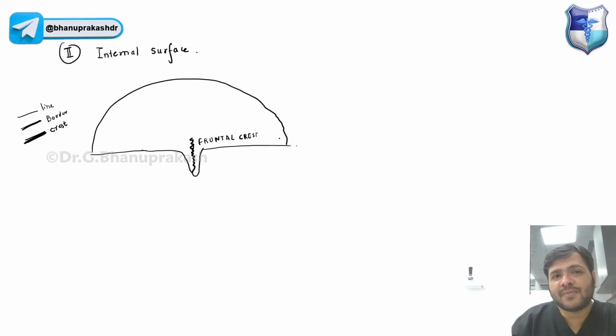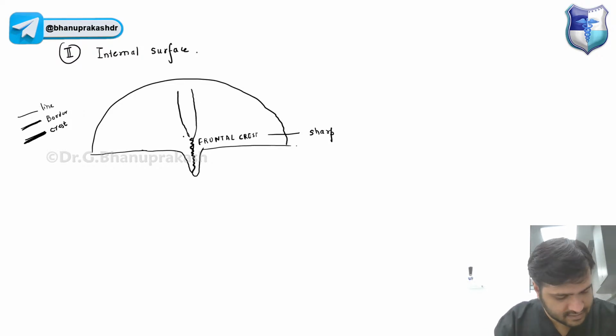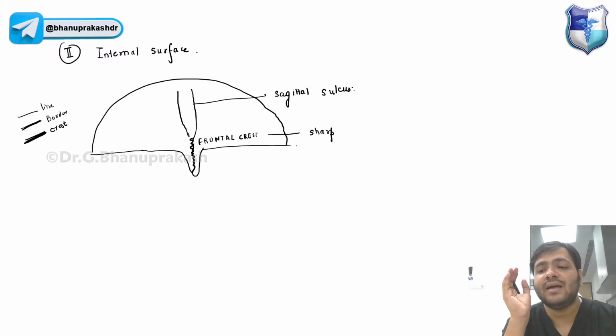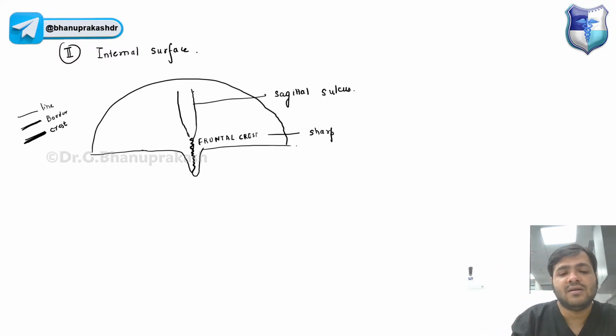Remember it's very sharp guys, this frontal crest, it is very sharp, okay, and this frontal crest will bifurcate, right, it will be bifurcating like this, okay, like this. Yes, I'm just coming to that. And remember guys, that will bifurcate and it will commence the sagittal sulcus. The gap that you see in between, what do we call a gap? Sulcus. So yes, obviously it will be called the sagittal sulcus.